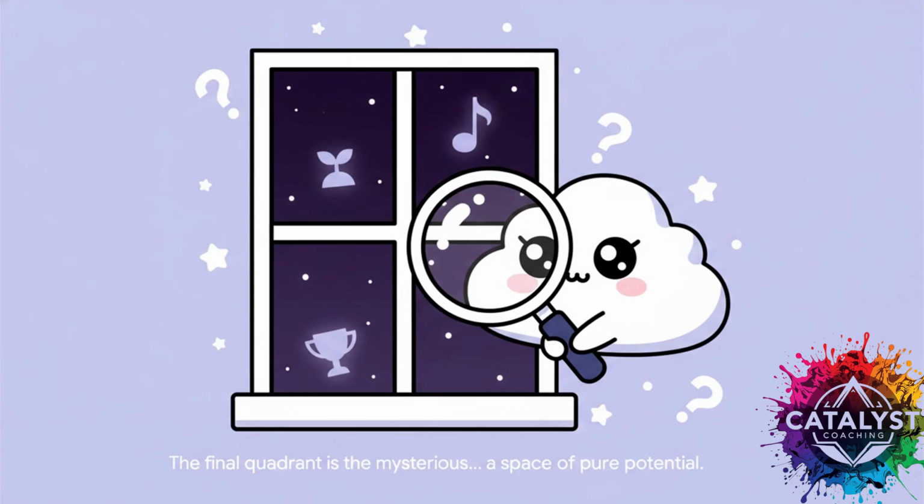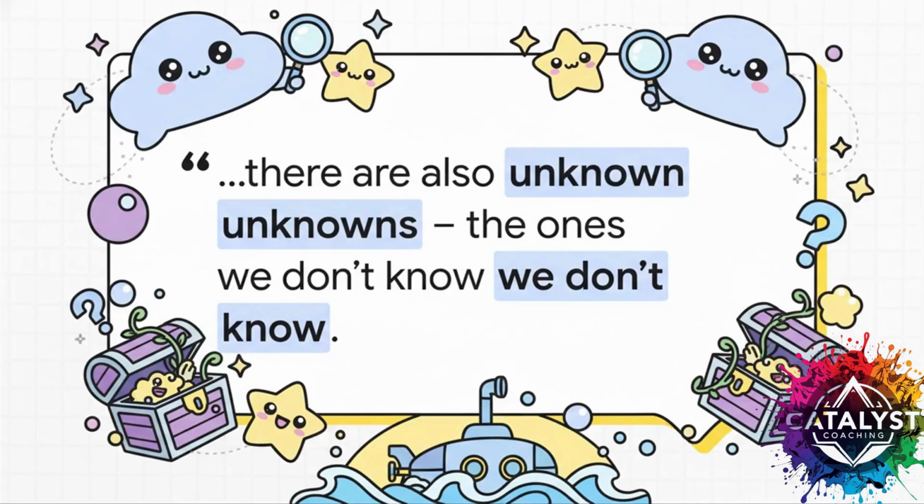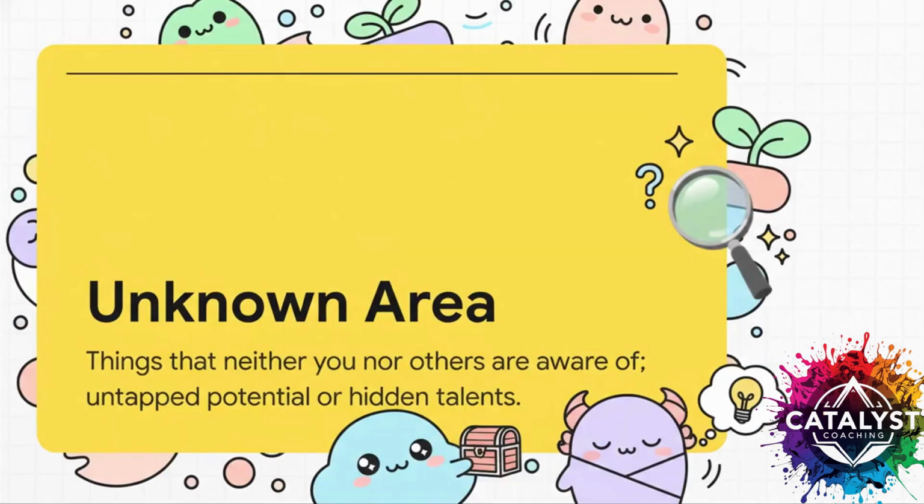And that brings us to the 4th and final pane of our window. This is where things get really fascinating. It's a space of pure, unrealized potential. You know, there's that famous quote that perfectly captures what this quadrant is all about. It's the realm of the unknown unknowns, the things we don't even know that we don't know. This unknown area represents all of your untapped potential. We're talking about hidden talents, like a knack for leadership you've just never had a chance to use, or these latent abilities just waiting under the surface, ready to be discovered by both you and the people around you.